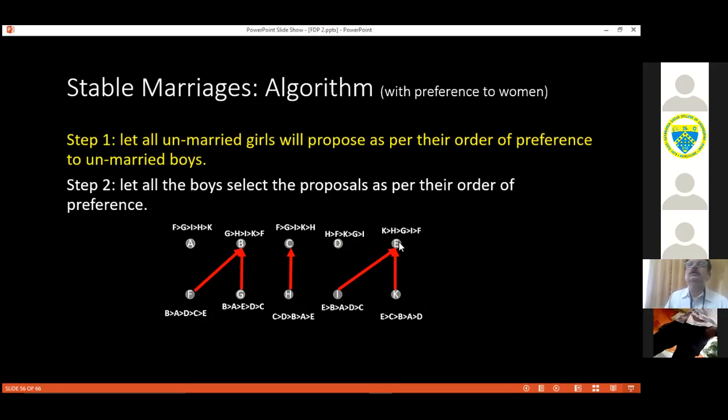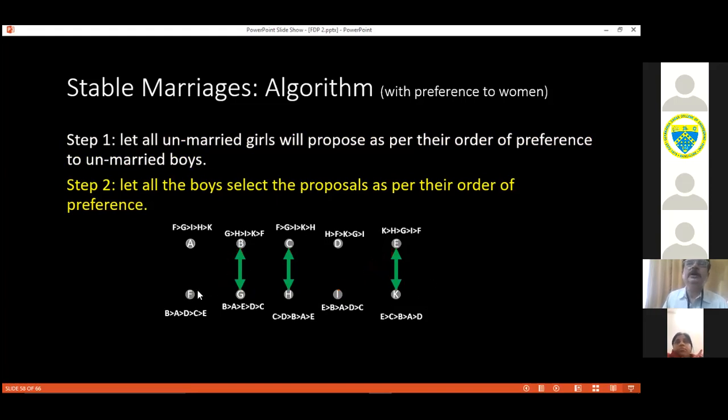Now you have to choose wisely out of these proposals. B likes, out of F and G in this list, G more than F. Therefore, B will select G. G is more preferred than F. Next, C has no choice, so C should select here. And E has a choice now. Out of I and K, K is most preferred. E will select K. This marriage will happen.